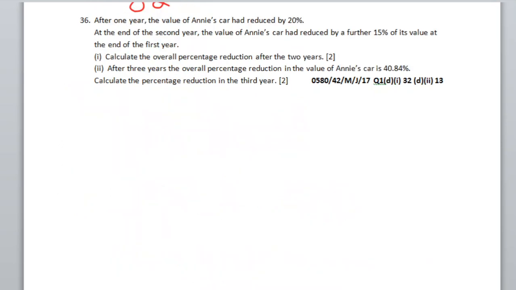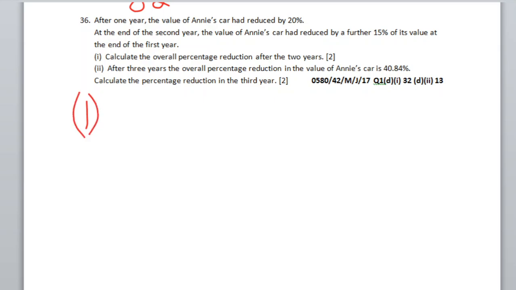Question number 36. After 1 year, the value of Annie's car had reduced by 20%. At the end of the second year, the value of Annie's car had reduced by a further 15% of its value at the end of the first year. Part 1, calculate the overall percentage reduction in the 2 years.